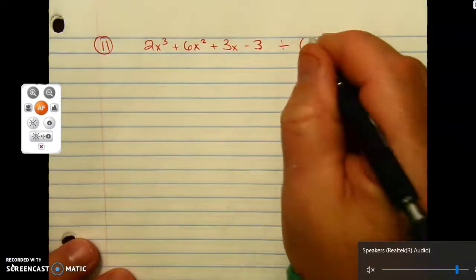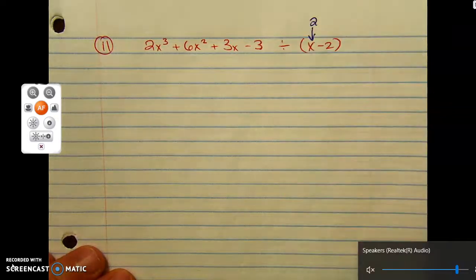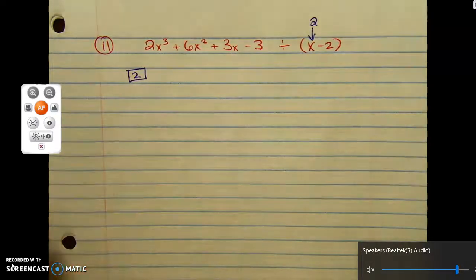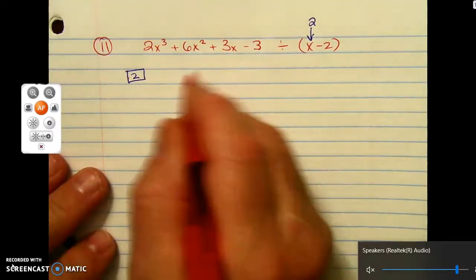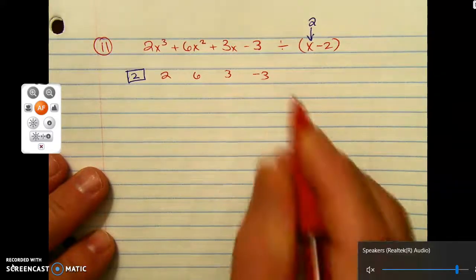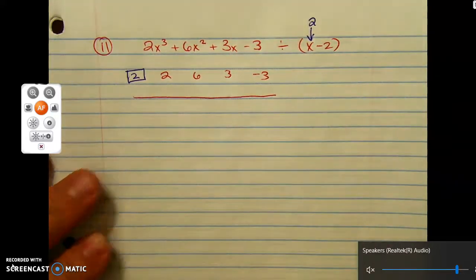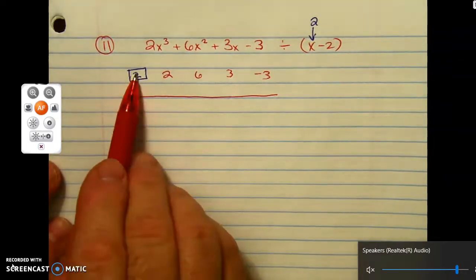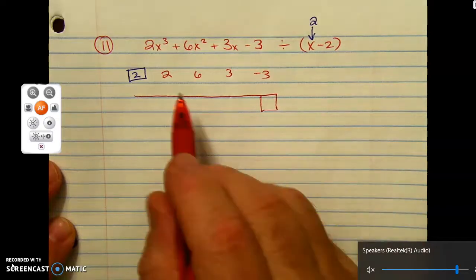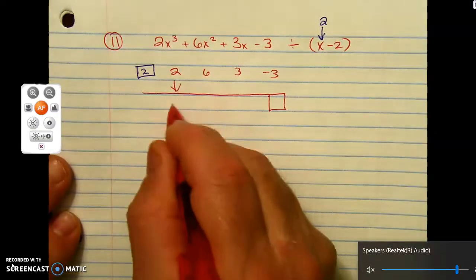All right, guys, the number right here that makes this expression 0 is 2. 2 minus 2 is 0. So we put 2 in the box. Bring down all these coefficients and constants. And we've got our problem set up. So that's step 1. This is step 2. Step 3 is to start this process of multiplying and adding.